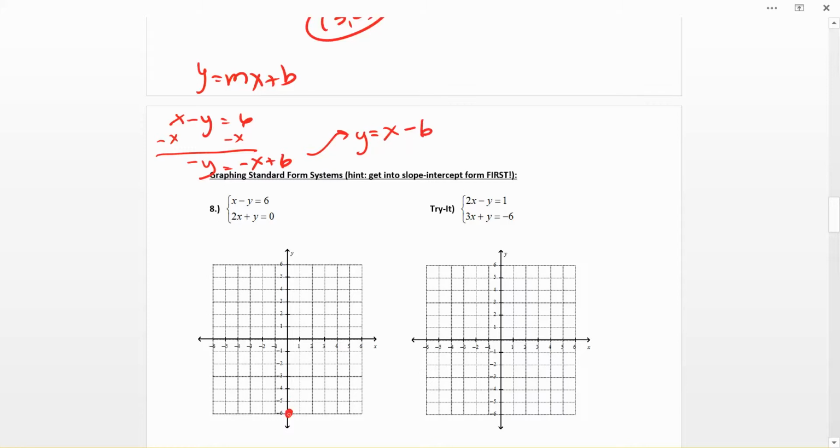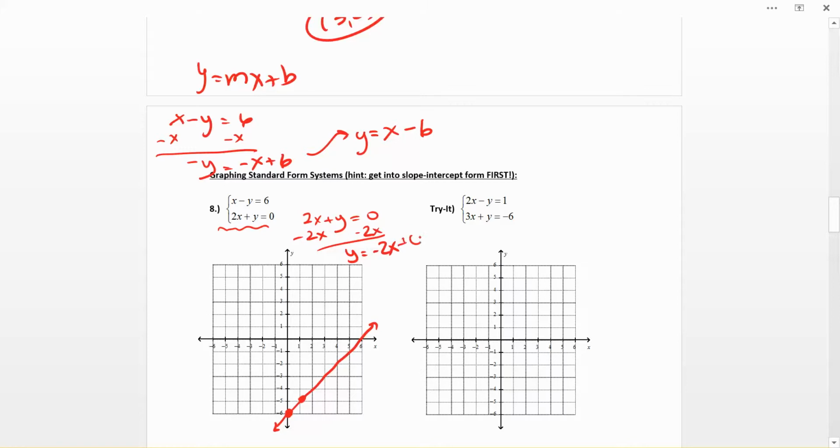My y-intercept is -6. My slope is 1 over 1. My first equation is going to graph just like this. For the next equation, again, the y is not by itself yet. That's not too hard to fix, though. I have 2x plus y equals 0. I need the y to be alone, so it's in y equals mx plus b form. And I end up with y equals -2x.